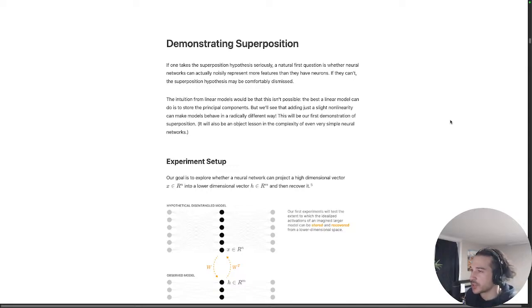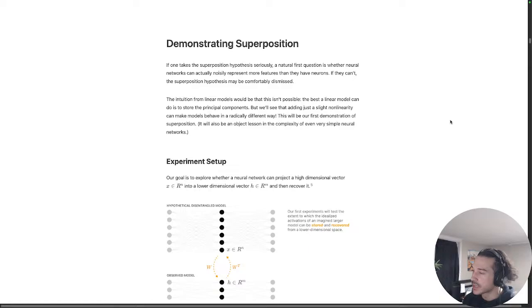Demonstrating superposition. If one takes the superposition hypothesis seriously, a natural first question is whether neural networks can actually noisily represent more features than they have neurons. If they can't, the superposition hypothesis may be comfortably dismissed. The intuition from linear models would be that this isn't possible. The best a linear model can do is to store the principal components. But we'll see that adding just a slight nonlinearity can make models behave in a radically different way.